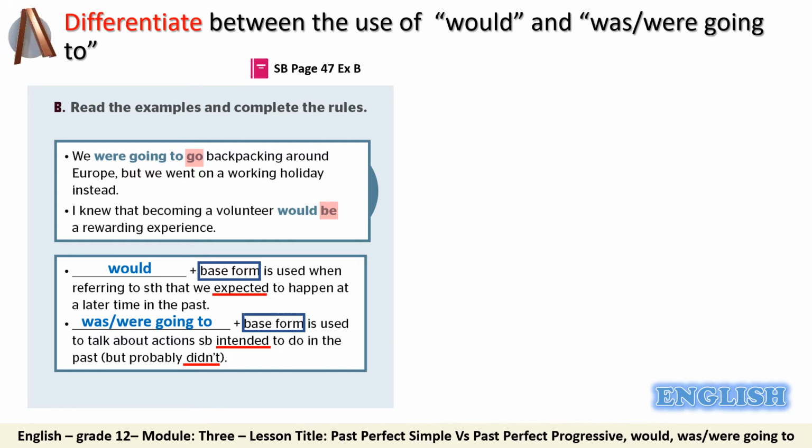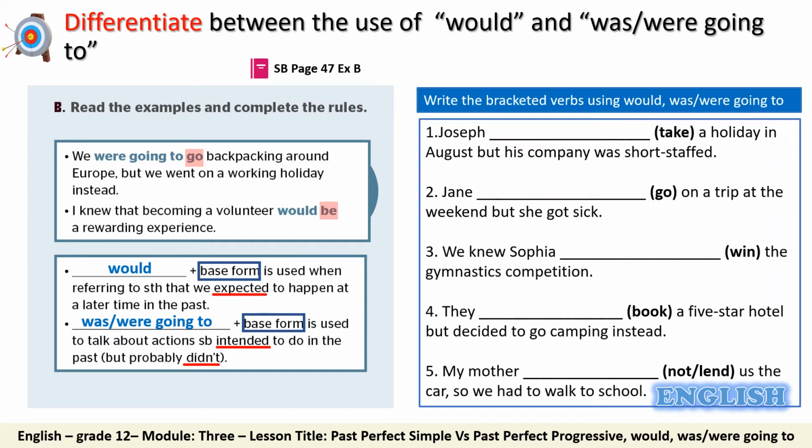Now let's do some practice. You have 5 sentences with verbs in brackets. Please pause this video here and write the bracketed verbs using would or was, were, going to. Well done. Let's see the answers.